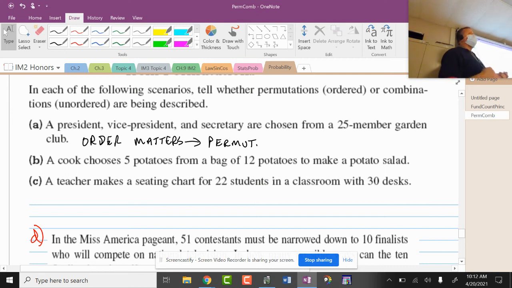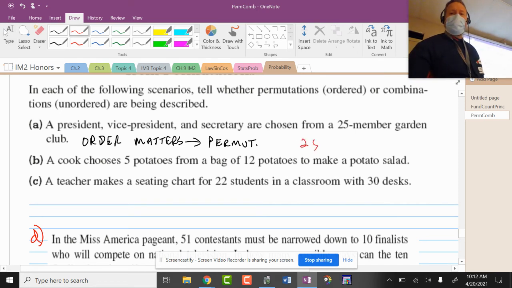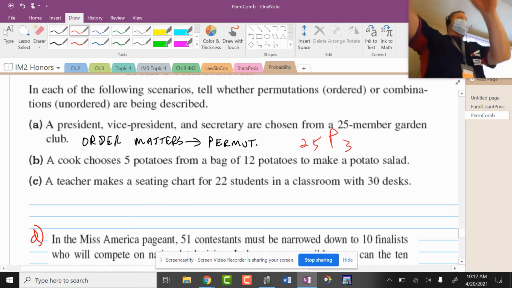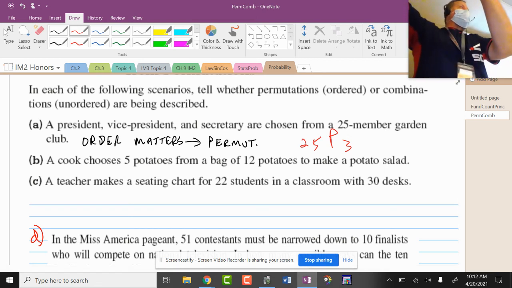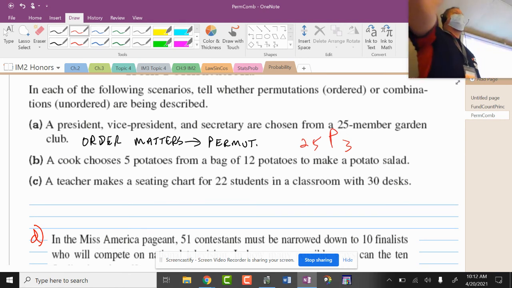But look at the first one. Does it matter if you're president or vice president? Yes or no? Yes. Does it matter if you're president or secretary? Yes, it's different roles, it's different jobs, let's say. So this is 25 people, permute 3. Order matters. I get these 3. Well, who's president? Who's vice president? Who's secretary? All those ways that they can be arranged matter. So I don't want to divide those out.